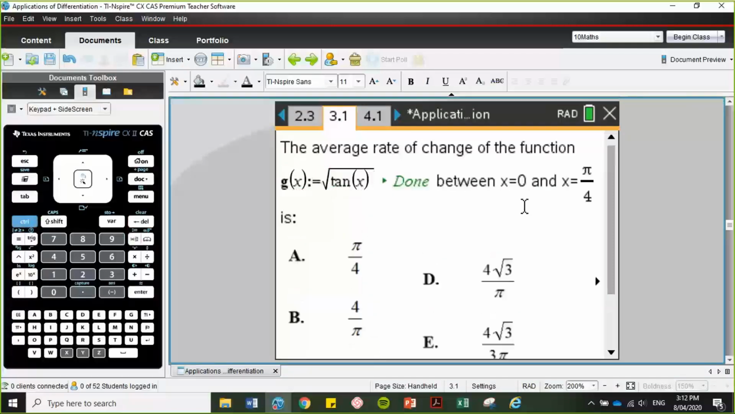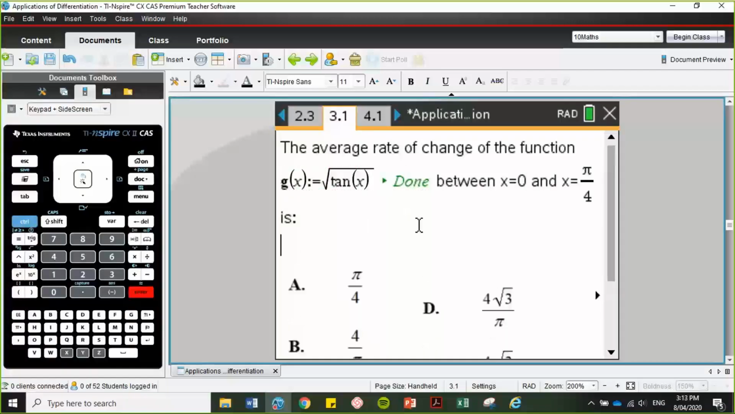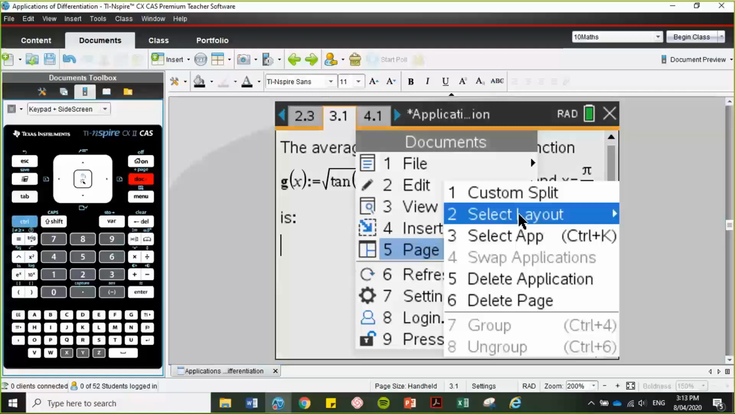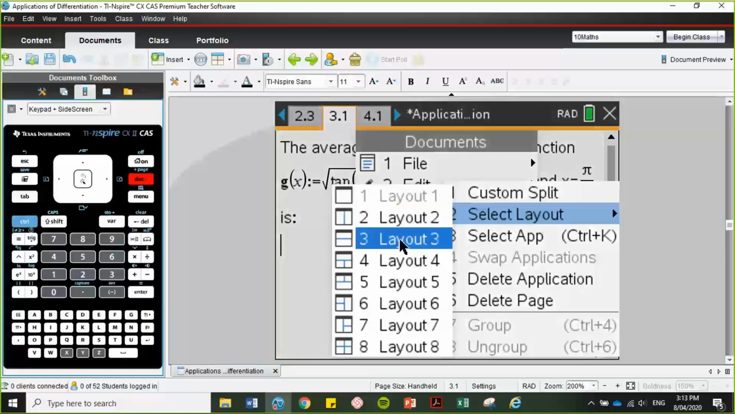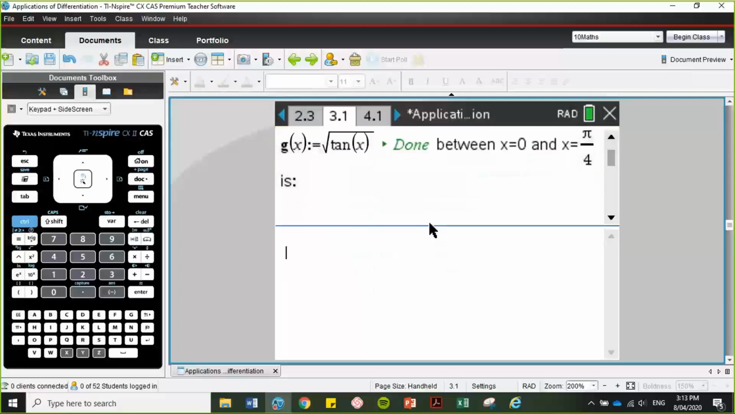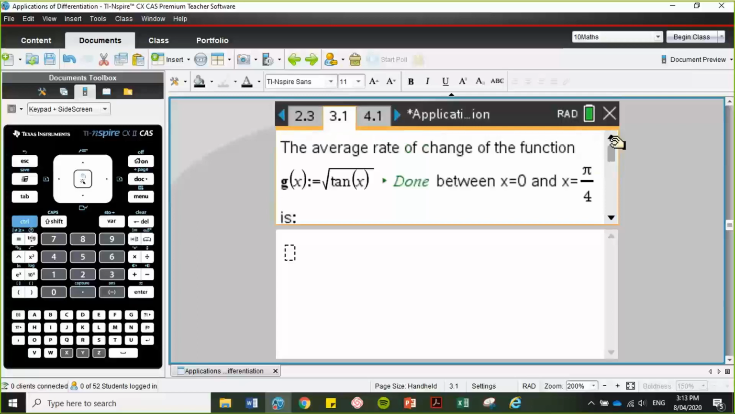Now, something you may not have seen before is you can split your page. So if I want to do some calculations here in a normal calculator page, because this is probably what students would be using, you can hit the doc key and then go page layout, and you can select a layout here. I generally use this one, okay? So I just split my page. That was through doc, page layout, and I'm going to make that a normal calculator page. So what I have here is my notes page sitting up the top with the question in it and a normal calculator page.